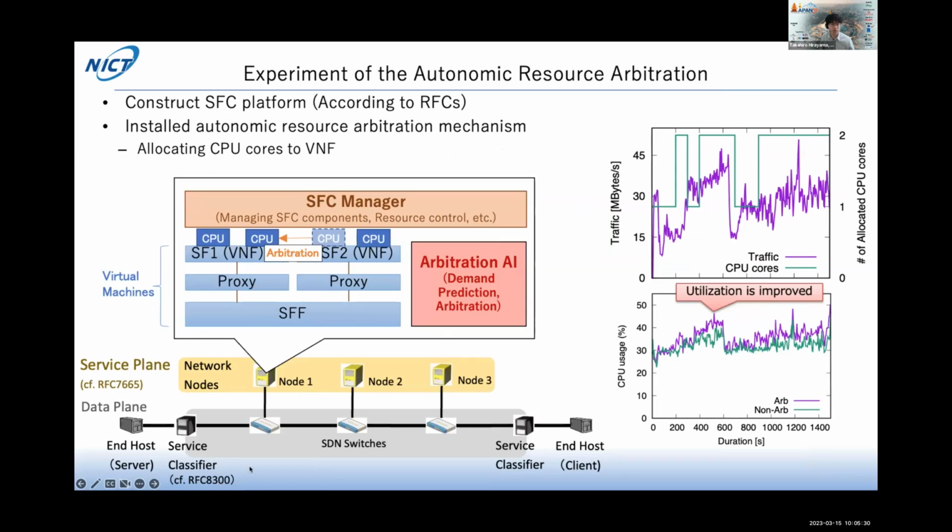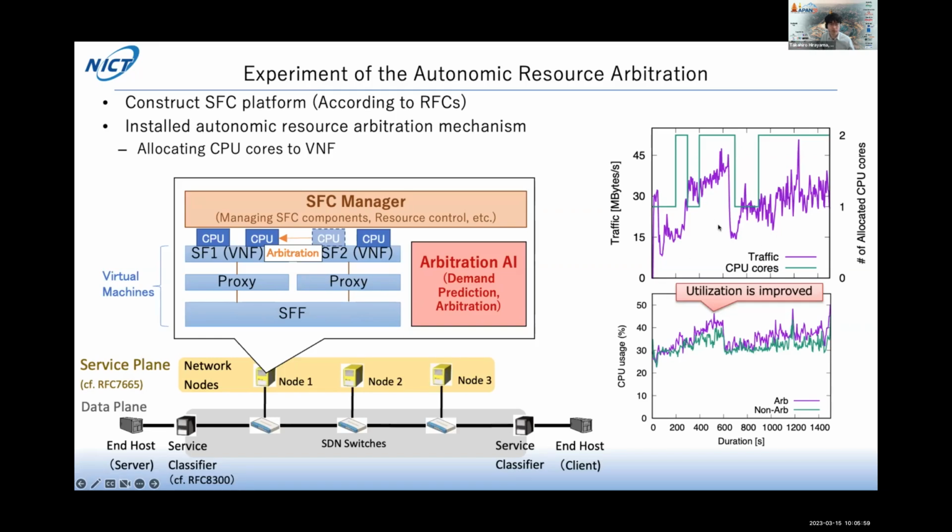We installed the arbitration AI engine and SFC manager. SFC manager controls the amount of resources, such as CPU cores allocated to each VNF. Arbitration AI engine monitors traffic volume arriving at each VNF and predicts its demand. When demand of service function 1 increases, the server increases the number of allocated CPU cores.